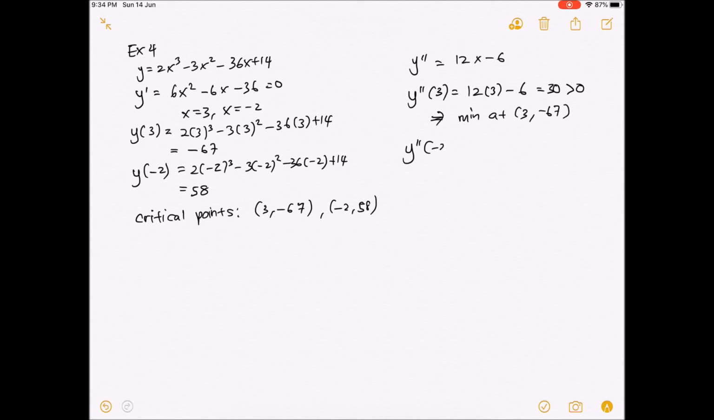How about the second one? So y double prime at -2 is 12 times -2 minus 6, which is -30. So a negative value means less than 0. So again, if you have a y double prime less than 0, then you have a maximum at that particular critical point, which is (-2, 58).